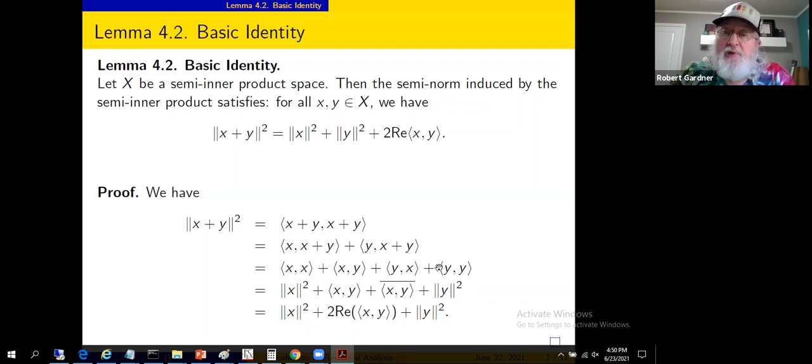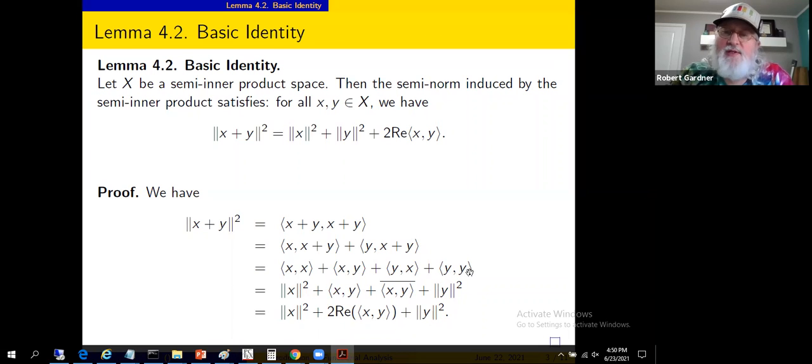We've got linearity there as well. There's no scalars involved, so no conjugations necessary to this point. So we've simply expanded it over the vector addition in the first position and the second position to produce this. Hey, there's a semi-inner product of x with itself. By definition, that's the semi-norm of x squared.